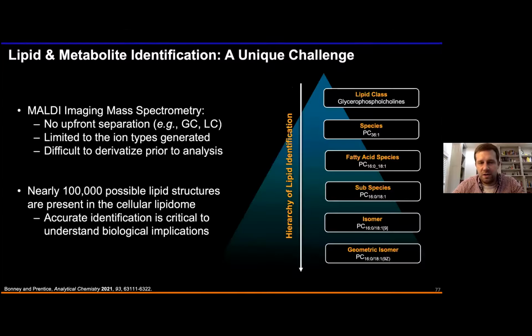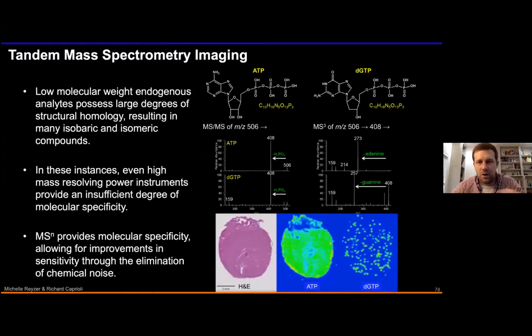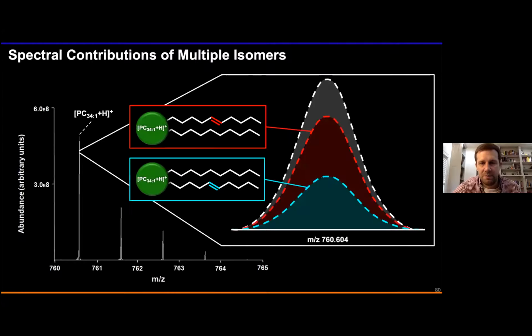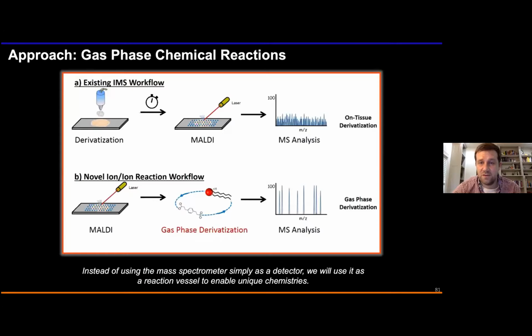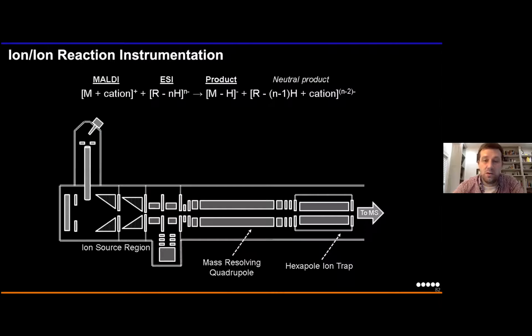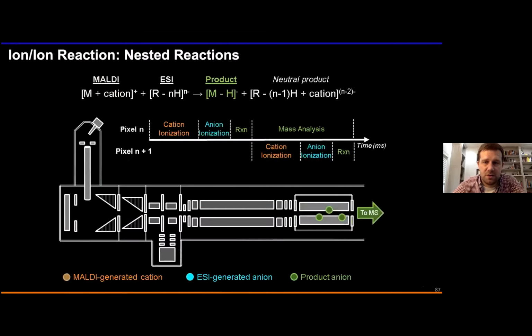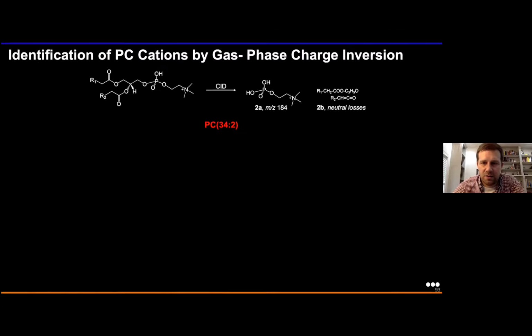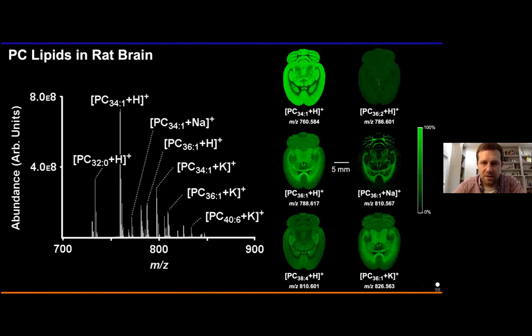And given that there are nearly 100,000 possible lipid structures, and there's a lot of structural homology in the metabolome, this is really important. I have a couple other examples here, but in the interest of time, I'll pass over these. There are some other types of MS imaging experiments that we've done that show this is important. My lab in particular is looking at new types of gas phase approaches that we can use to differentiate these things. I'm going to skip past this though. I'll show a spectrum at the end that I think is quite interesting.